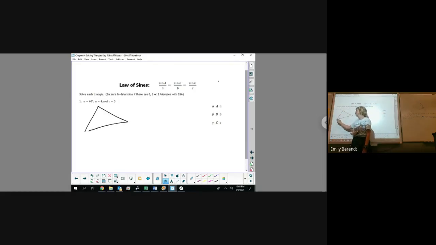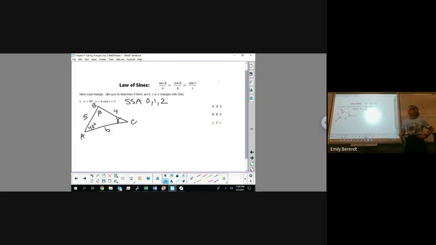Here we go. Triangle A, B, C, 40 degrees. Little a of 4 across from the 40. Little c of 5 across from the big C. So we're missing beta, gamma, and little b. From the triangle, you can see that you have an angle followed by 2 sides. So it makes an SSA triangle, which is either 0, 1, or 2.